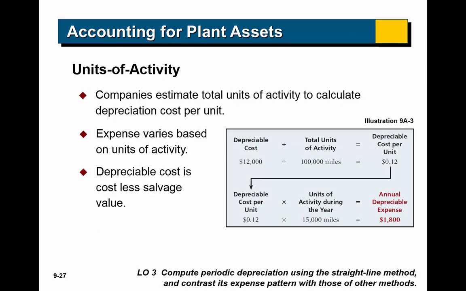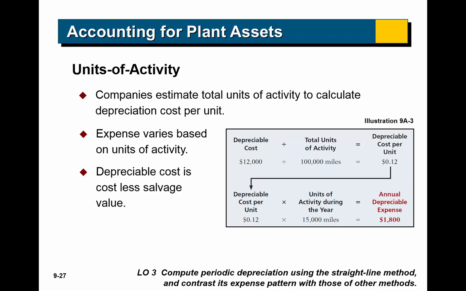Finally, the units of activity method. This is sometimes the most accurate way to depreciate things because some assets have a clear unit of activity that wears them out. For example, automobiles. Instead of saying this automobile is going to last 5 years or 10 years, we might say this automobile is going to last 100,000 miles. Many businesses like to sell off their automobiles when they reach a certain number of miles because that's a better indication of when the asset is used up.